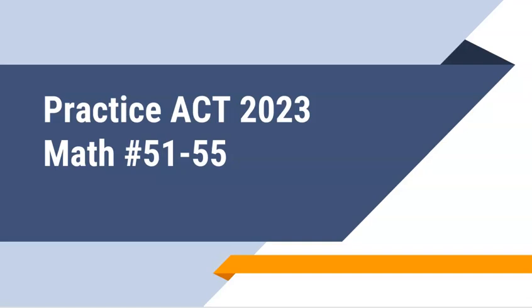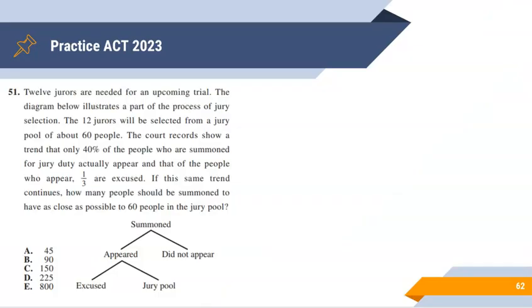Okay, these are numbers 51 to 55. Question number 51, they want to know how many people should be summoned so we get as close as to 60 people in the jury pool. So we want to have 60 people in this jury pool.